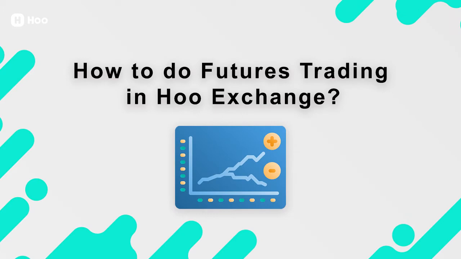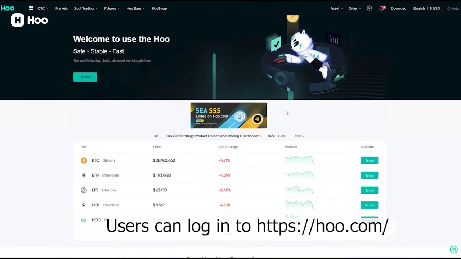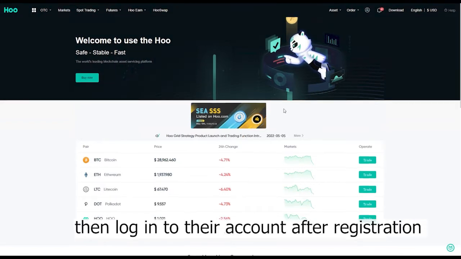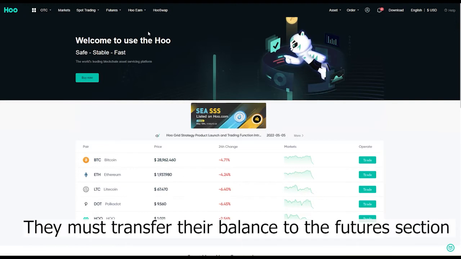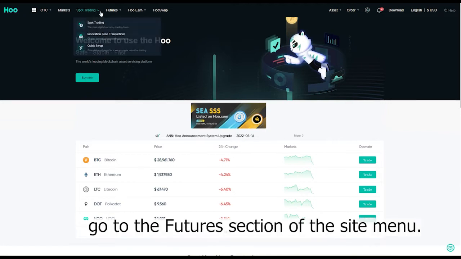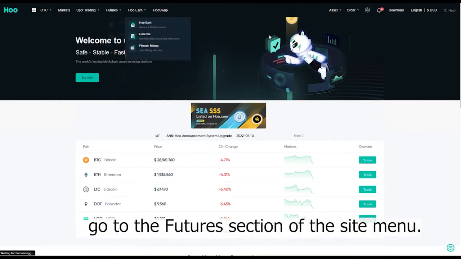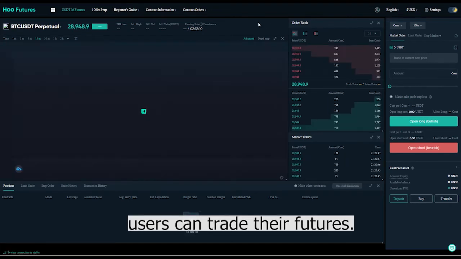How to do futures trading on Who Exchange? Users can log into who.com, then log into their account after registration and top up their trading balance. They must transfer their balance to the futures section for futures trading. To start futures trading, go to the Futures section of the site menu. On the newly opened page, users can trade their futures.